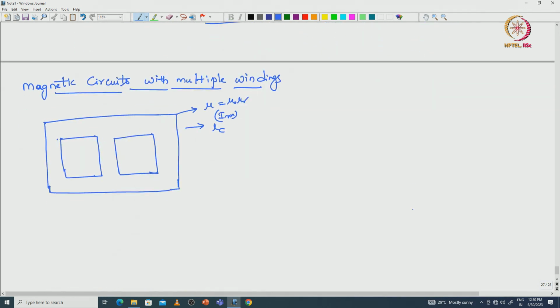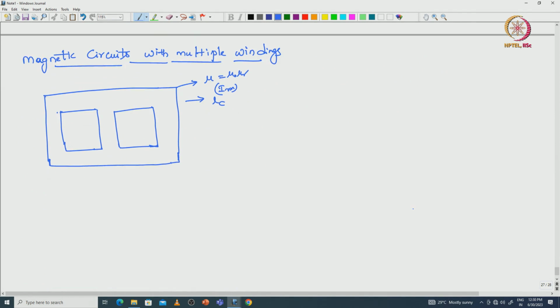Next, we will see magnetic circuits with multiple windings. Let us consider a magnetic circuit having core permeability mu, and the length of the core is LC. One winding is placed in window 1, and the other winding is placed in window 2. The effort and flow variables are V1 and I1 with respect to the first coil, and V2 and I2 with respect to coil 2.